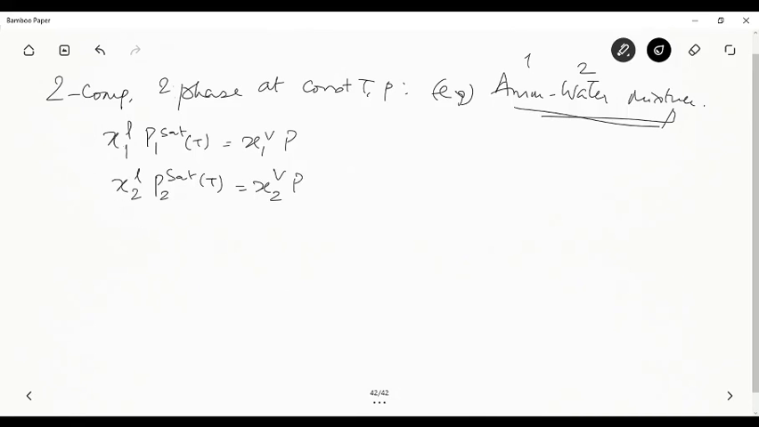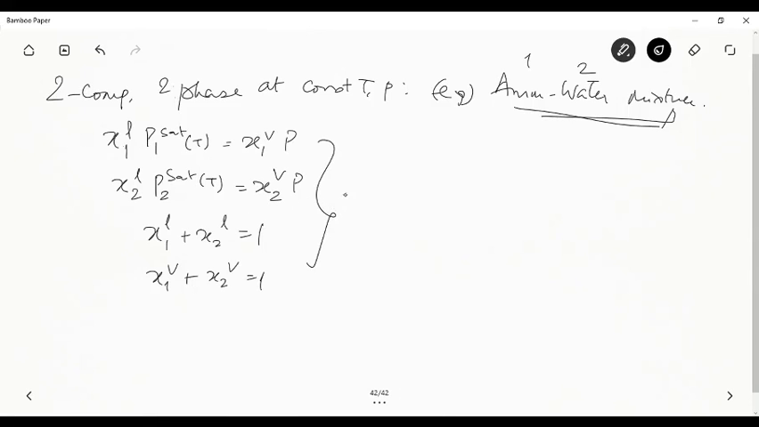In addition, I can also say in the liquid phase, X1L plus X2L is equal to 1. And in the vapor phase, X1V plus X2V is equal to 1. So these are four equations, and I have four unknowns, X1L, X1V, and X2L, X2V. So I can actually solve for these four variables and determine. So what will I get? For solving these, I'll just substitute these into this and eliminate X2 and do it.